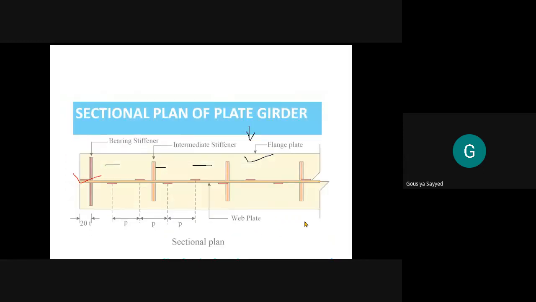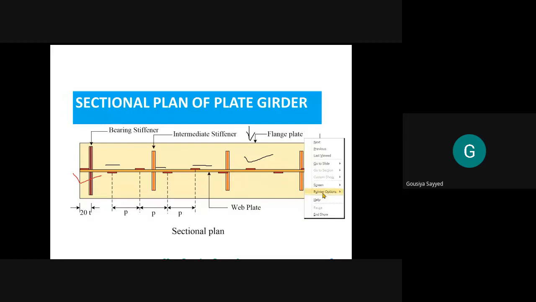After the elevation, let's go for the plan. The plan is the top view. This one, the overall rectangle, is the flange plate. So the width of the flange plate is here. And in that, this is the thickness of the web. This is the web plate thickness. And this web plate is connected by the intermediate stiffeners on both sides. Just see, these are the end bearing stiffeners on both sides. So this is the web, with stiffeners on top and bottom, and these are the intermediate stiffeners.